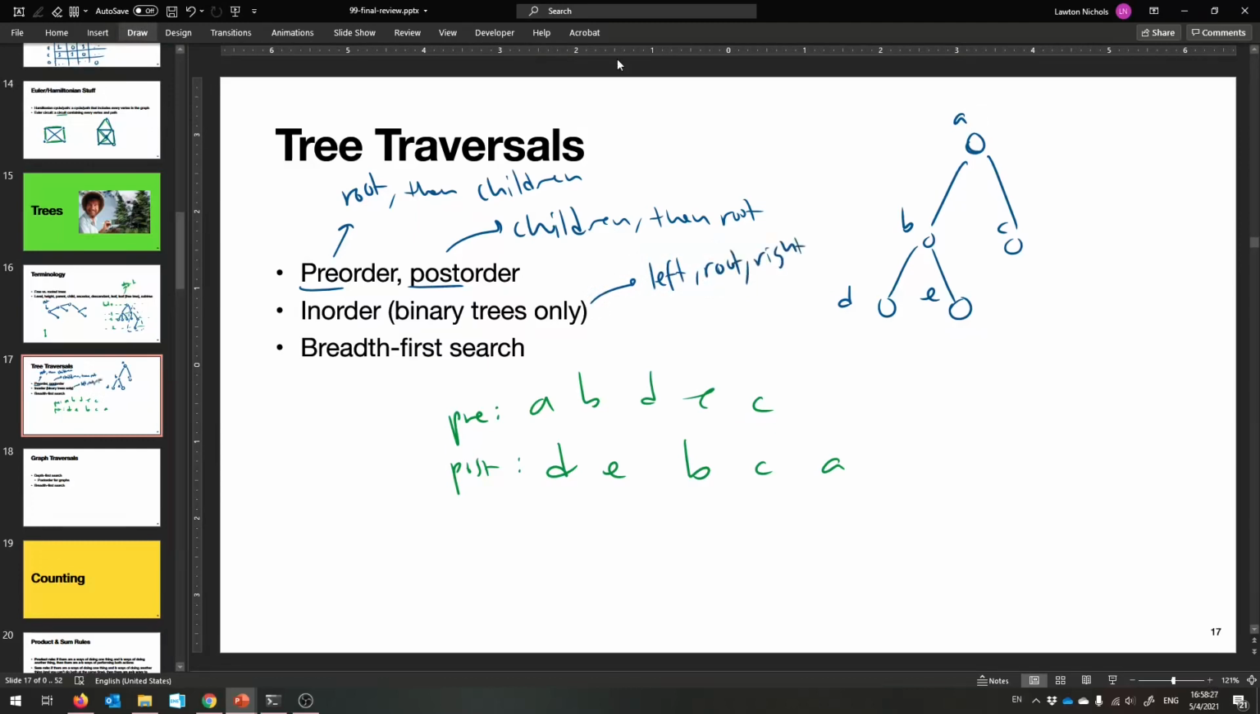It has to be a binary tree. There has to be only left and right children. Whereas pre-order and post-order would have worked if I had this many nodes, totally fine. In order, I'll let you do that one yourself. Maybe draw an actual tree with numbers in it.